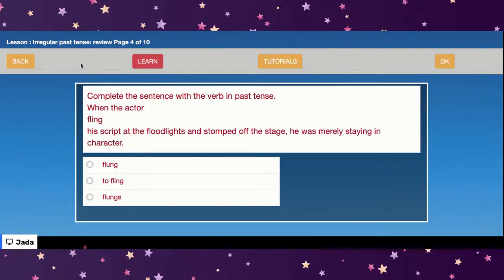When the actor flung his script at the floodlight and stormed off the stage, he was merely staying in character. So fling should be, the past tense should be flung, okay? So when he flung his script, okay?